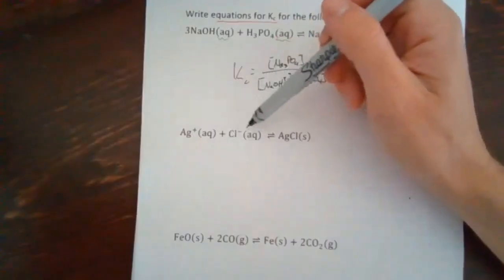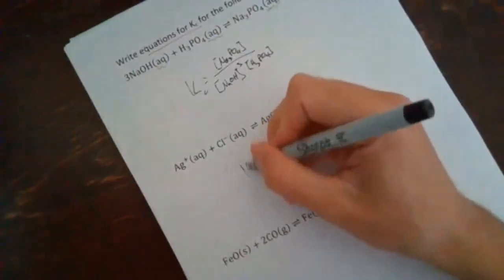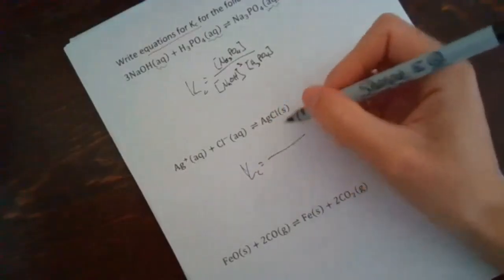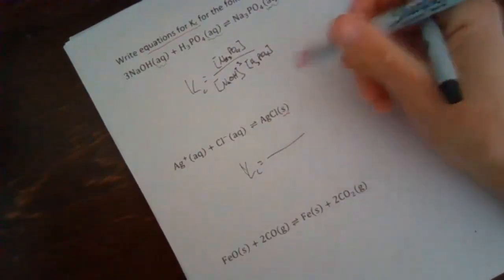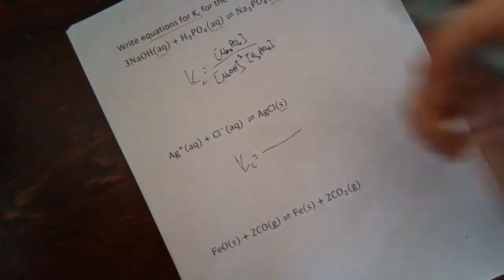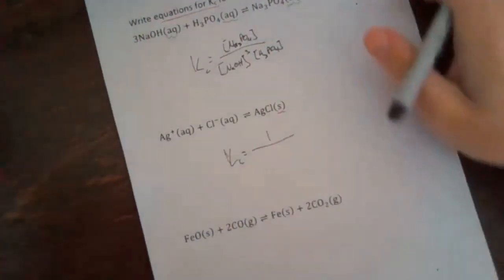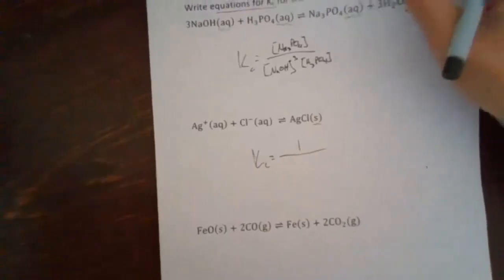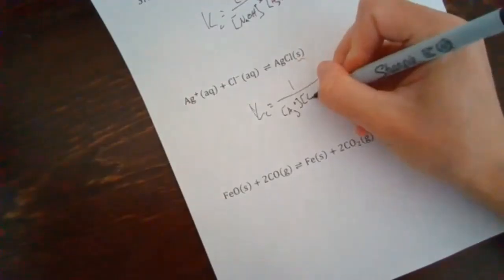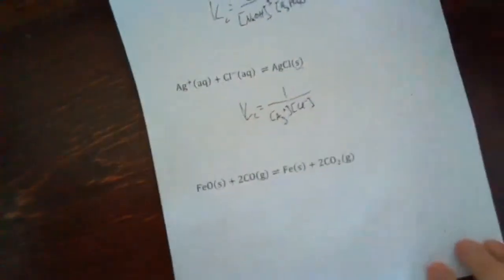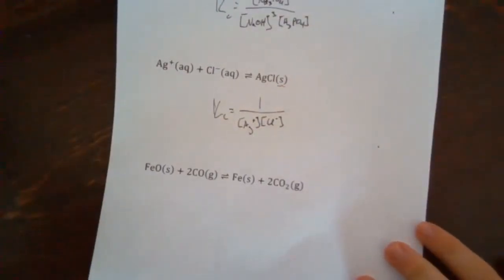Ag plus aqueous plus Cl minus aqueous, so silver plus chloride gives me silver chloride. So Kc, got my ratio. I can see that if I look at my products, I only have a solid. So that doesn't show up in the equilibrium expression. So I just put a 1 there because there's nothing there to show. And so then I divide by Ag plus and Cl minus. So in this case, the equilibrium constant is only describing concentrations of silver and chloride.